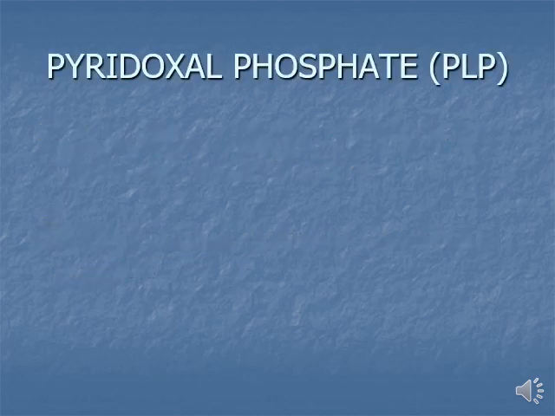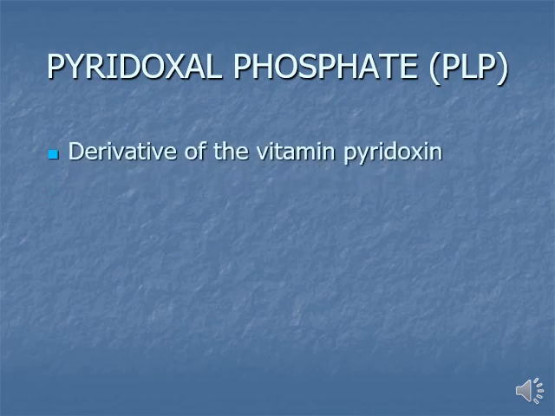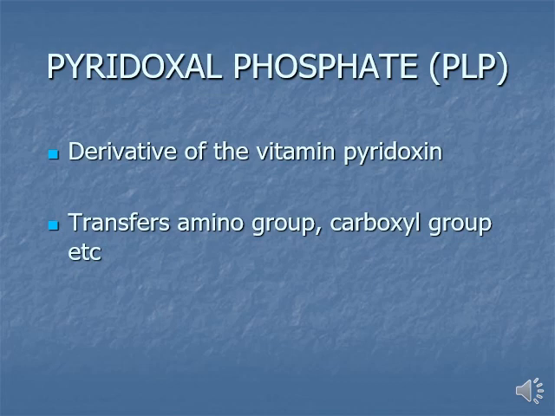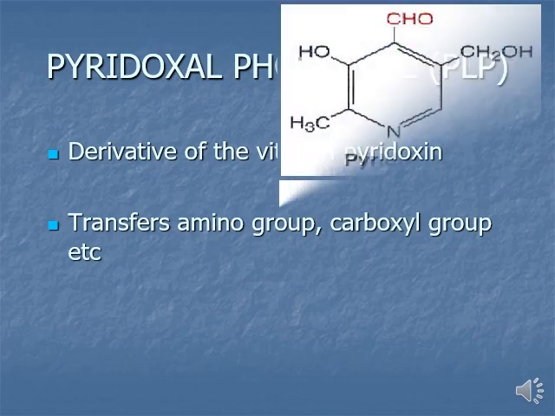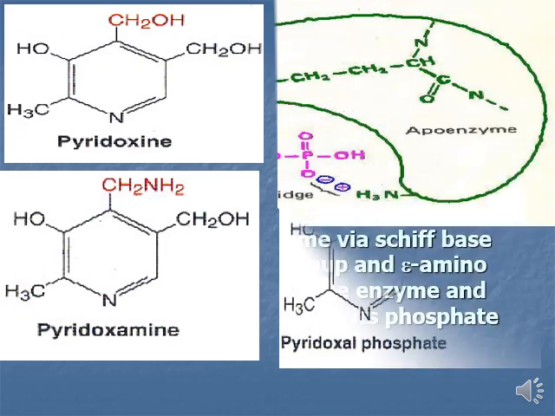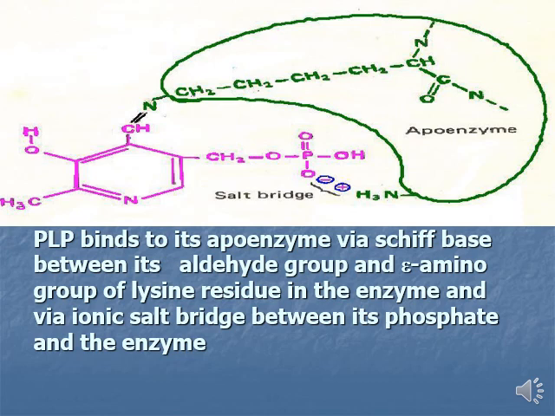Pyridoxal phosphate or PLP. It is a derivative of the vitamin pyridoxine. It transfers amino groups, carboxyl groups, etc. These are the structures of pyridoxine, pyridoxal or the aldehyde form, pyridoxamine or the amine form, and pyridoxal phosphate or the phosphorylated form. PLP binds to its apoenzyme via a Schiff base between its aldehyde group and the epsilon amino group of a lysine residue in the enzyme, and via an ionic salt bridge between its phosphate and the enzyme.